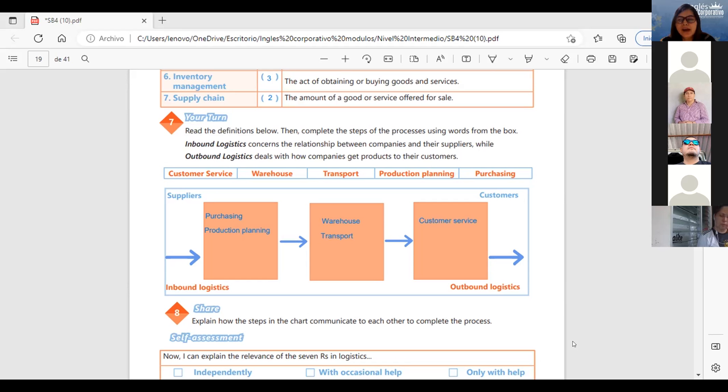Okay. I understand that inbound logistics could be the company. The company buys the raw material from the suppliers. And the outbound logistics, I understand, is when my company sells the product that I just bought and refined to the customers. Awesome. Final customer. Okay, very good. Okay, thank you, Fernando.